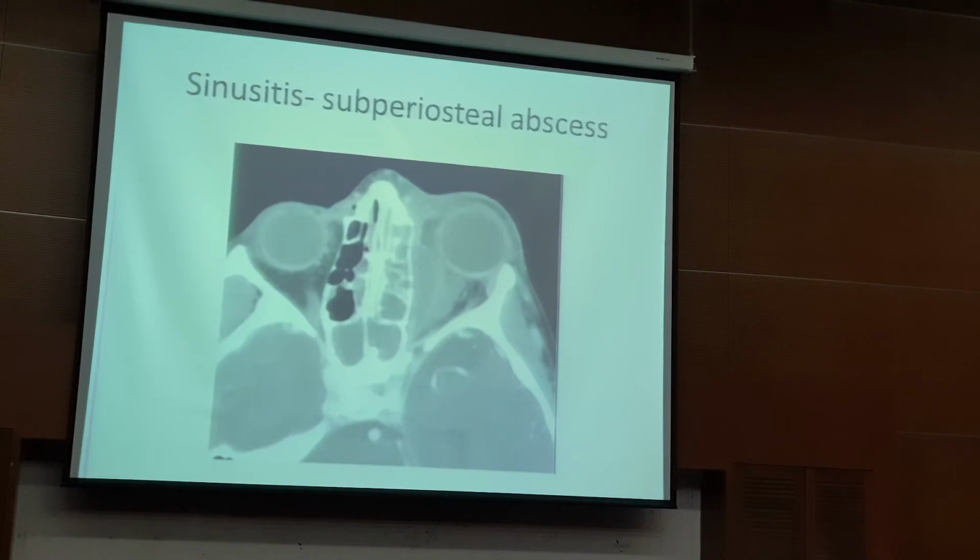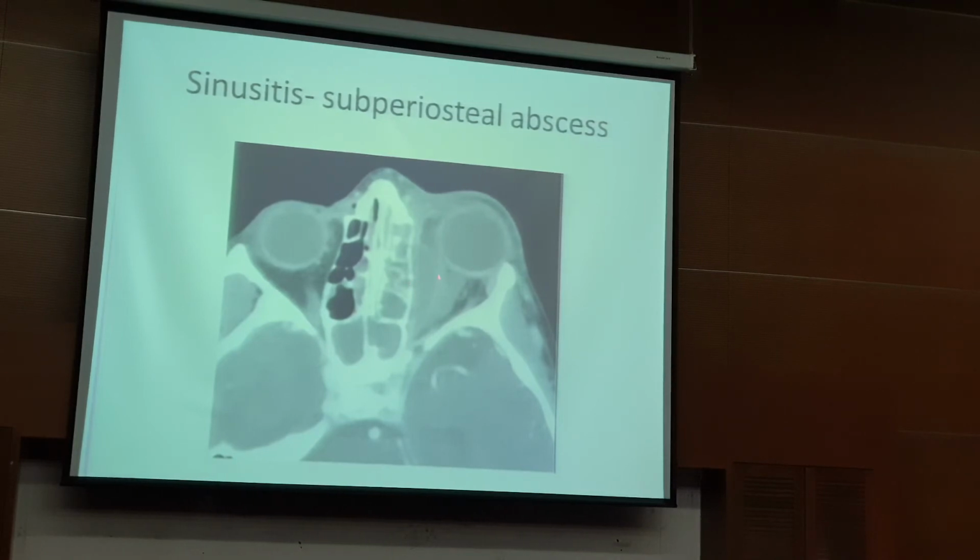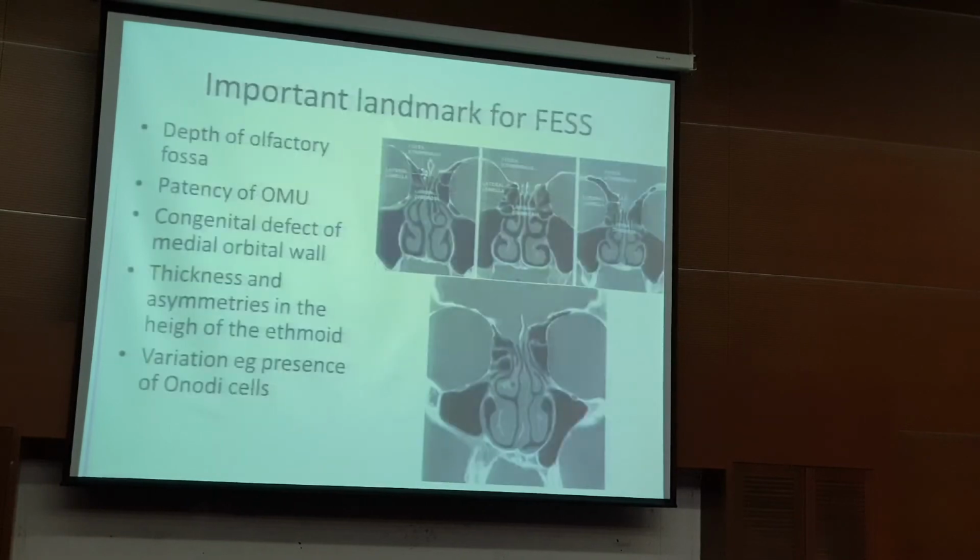Okay, sinusitis with subperiosteal abscess. Again, opacified ethmoid sinus, and you can see a ring enhancement just lateral to the lamina papyracea. Here you can see a focal bony defect, and this is a subperiosteal abscess. Okay. Important landmark for FESS surgery.